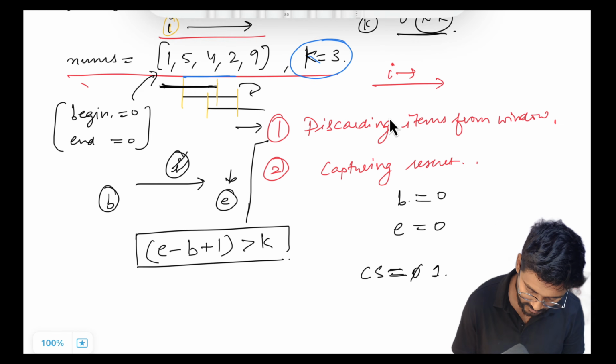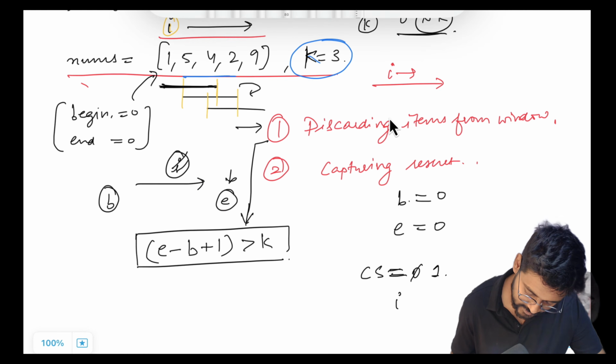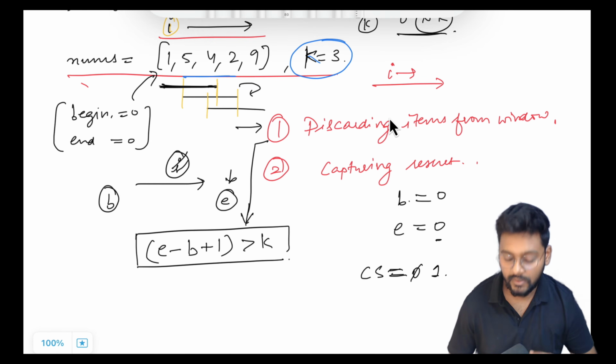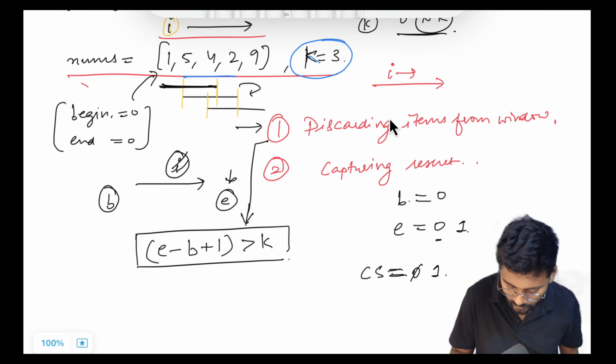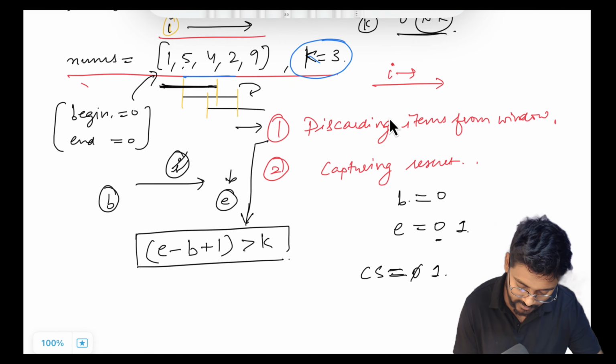So the first condition will map to this expression. Here, when my current index, or you can say ending index, is 0, I don't have to do anything. When my ending index becomes equal to 1, my current window is 1 to 5. These two elements, 1 and 5, are in the window, and the current sum, from 1, has become equal to 6.